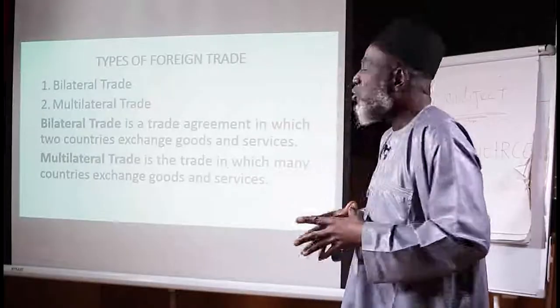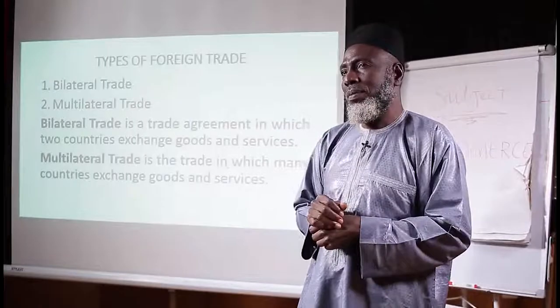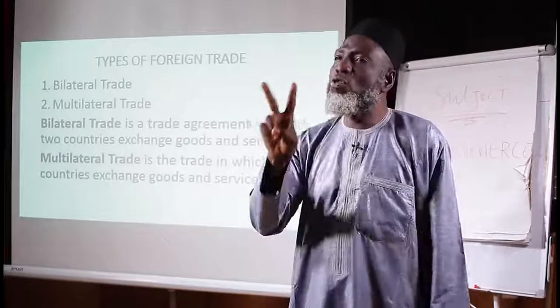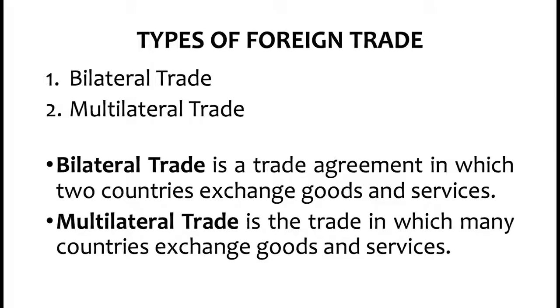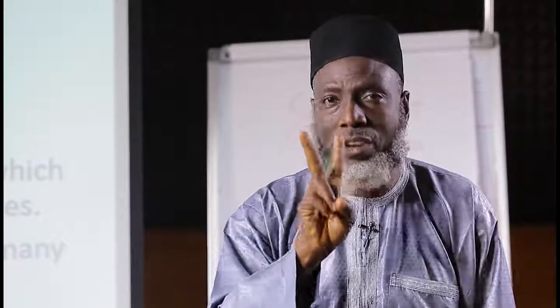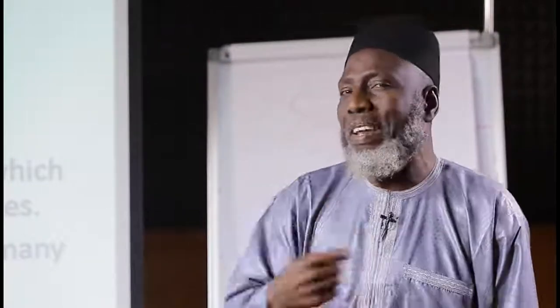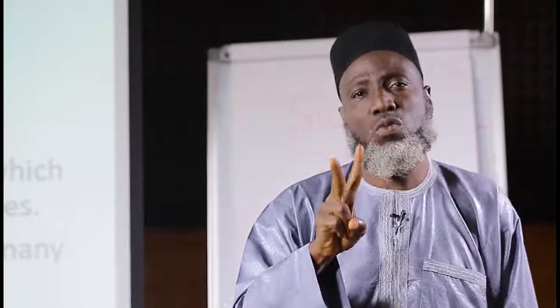Now we go to talk about the types of foreign trade. In commerce, there are two types of foreign trade. We have the first one known as bilateral trade, and the second one known as multilateral trade. The first one, which is bilateral trade, is a trade agreement in which two countries exchange goods and services. It involves only two countries, and that's why it is called bilateral. By bi, it means two.